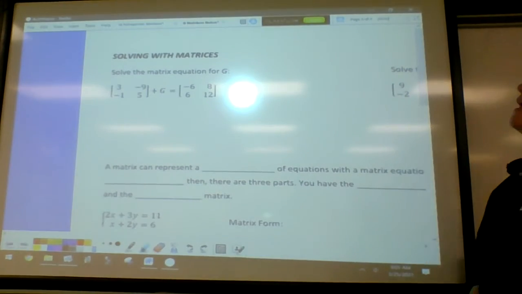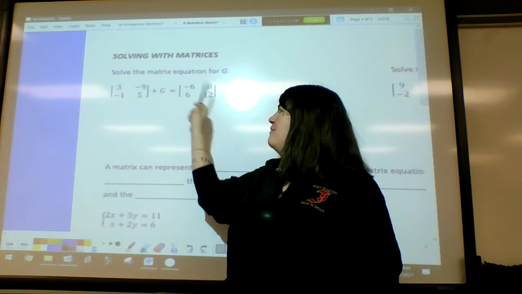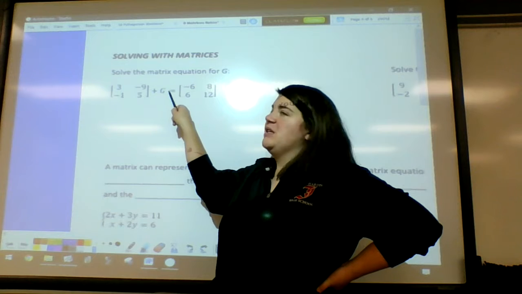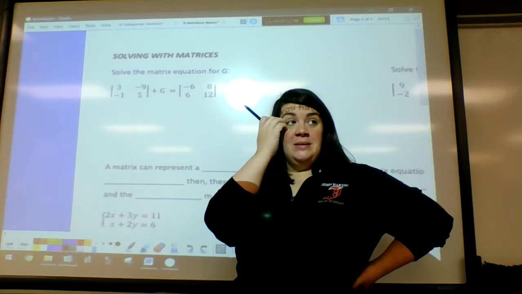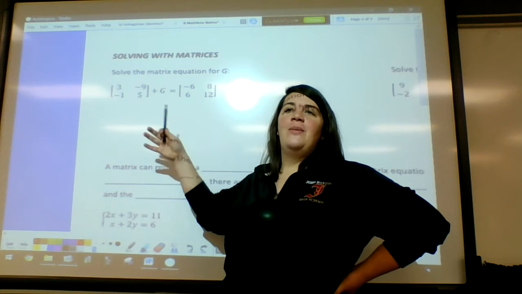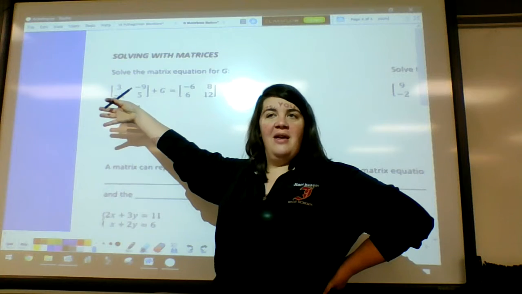All right, so what we have here is an equation. It's got a variable g, and we have two matrices going on in this equation with it. What's going on between this first matrix and g? What are we doing between those two things? We're adding. And so if this was something plus something and we wanted to solve for one of the variables, how would you get rid of the other thing?